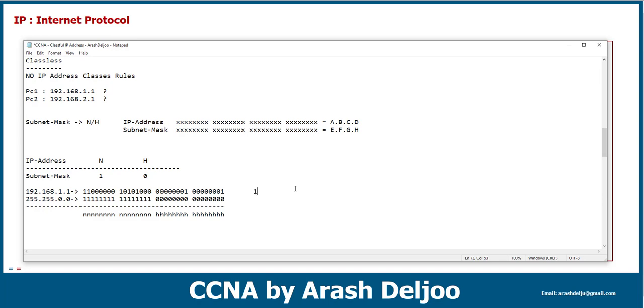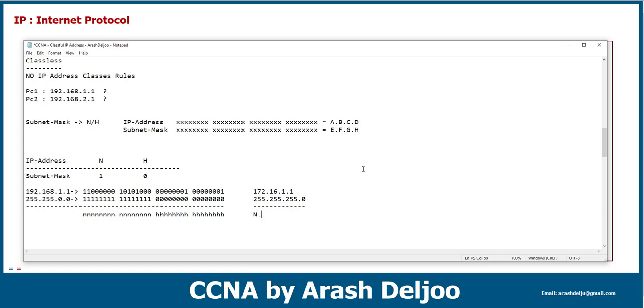For example, 172.16.1.1 with this subnet mask, 255.255.255.0. Here I'm not going to write this value in the binary format because it's easy. Look at here, 255 means eight 1s, and that means all of the 8 correlating bits in the IP address are network bits.